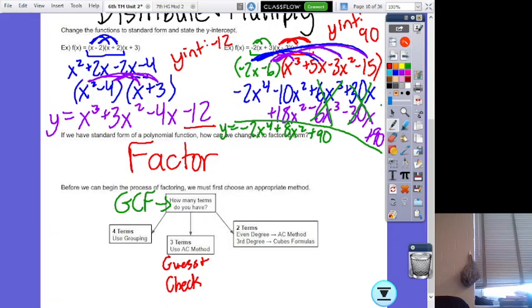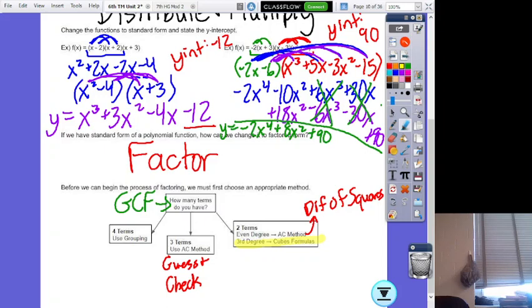And then if it's two terms, even degree, you can use AC method. A lot of us, what we talked about with this one, if it sounds familiar, is this is our difference of squares that we're going to factor with. And then the extra one that we'll be covering here, even if you took algebra 2, is that if it's a third degree, so if it's an x cubed, there is a cubes formula.